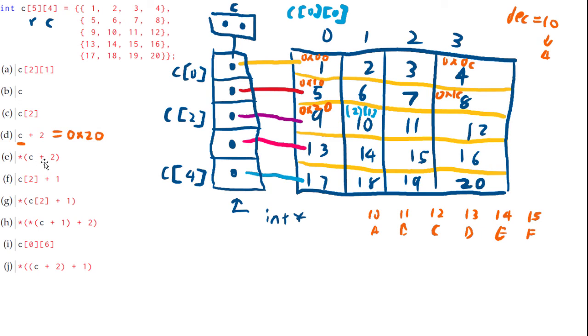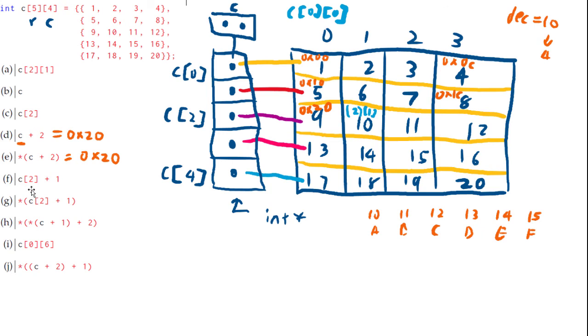So let's look at this. If we do C plus 2, we go to C plus 2, we are here. And then we dereference one time, what is the value we get? The value is still 0x20, okay?